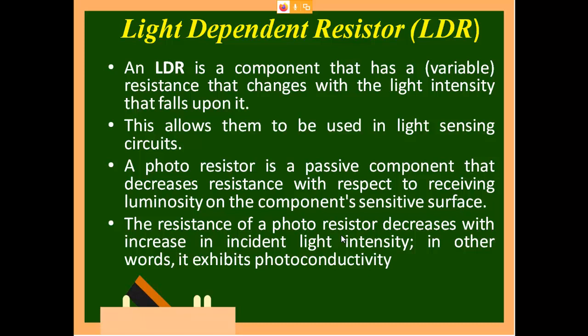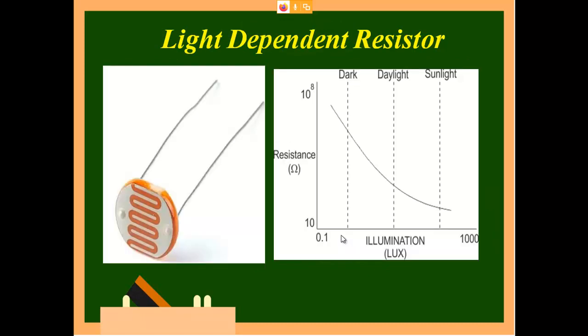The resistance of a photoresistor decreases with the increase in light intensity. In other words, it exhibits photoconductivity. The resistance of a photoresistor decreases with the increase of intense light, so we call it photoconductivity. The appearance of an LDR will be like this: a polished surface on one side, where you are supposed to make the light fall on this particular surface.